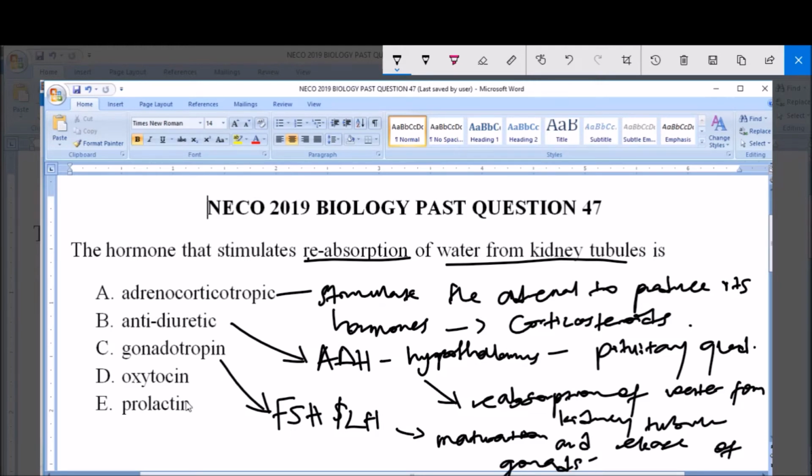Now option D says oxytocin. Oxytocin is also a hormone of the pituitary gland that induces childbirth or labor. It induces childbirth and also induces milk secretion from the nipple. Then option E says prolactin. Prolactin induces milk production.